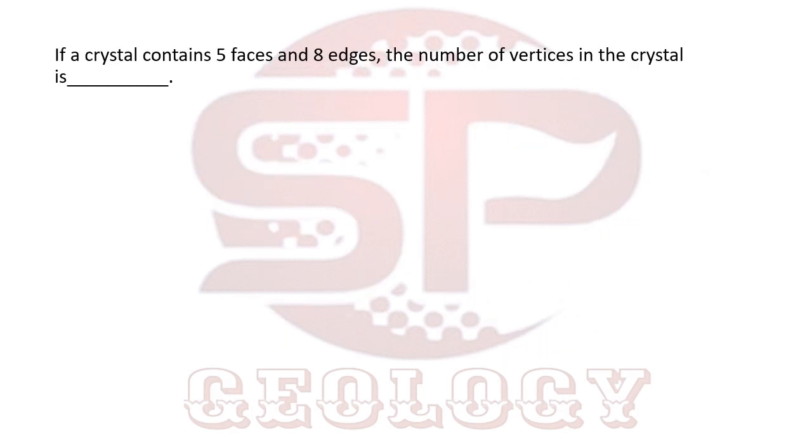Then, if a crystal contains 5 faces and 8 edges, find the number of vertices. This is from Euler's theorem. Face plus corner equals edge plus 2. You have to remember this formula. So with 5 faces, we have to calculate the corners, that is vertices, equal to 8 plus 2 minus 5. So the corner will be 5.